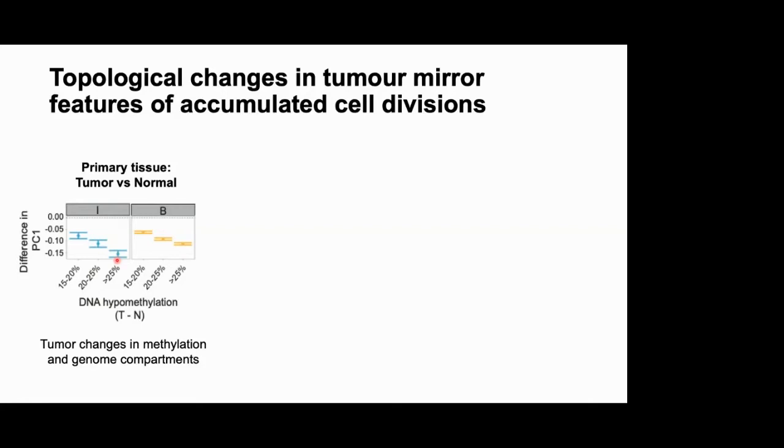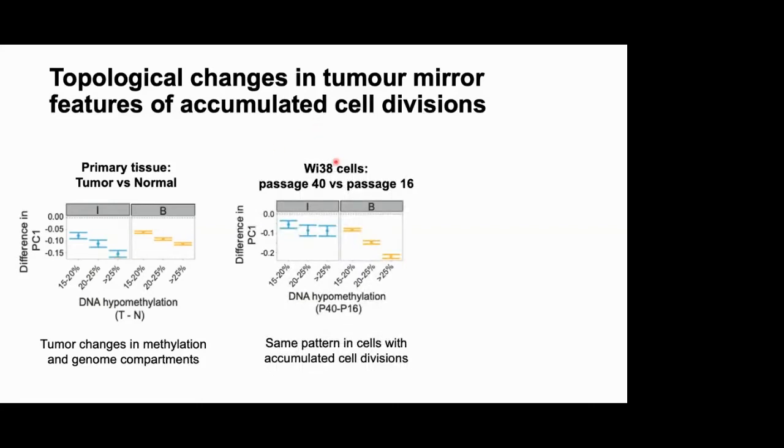Something that we observed was that in the literature, similar changes have been described for cells with accumulated cell divisions. And we actually went back and did a passage experiment in which we passaged WI38 cells and sampled across different timelines, and we could recapitulate the same effect. This is comparing two time points, passage 40 with passage 16, and we could recapitulate the same effect of DNA methylation losses linked to these differences in chromatin compartment structure.